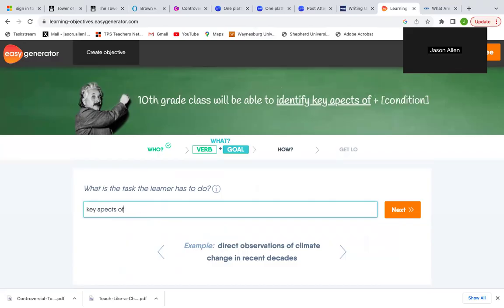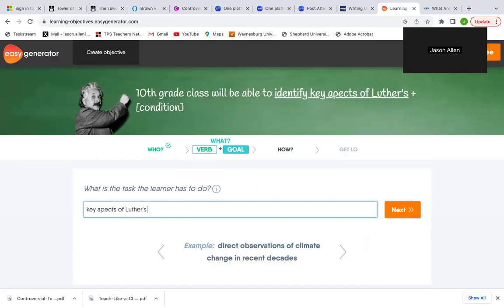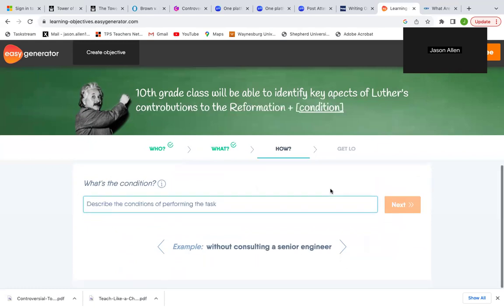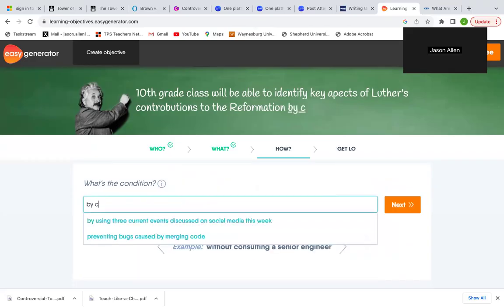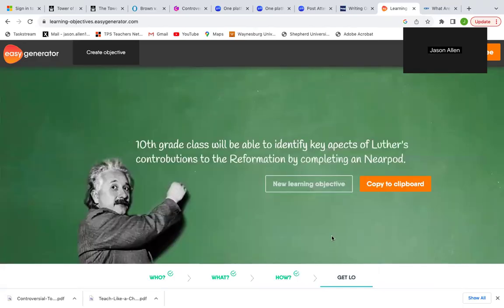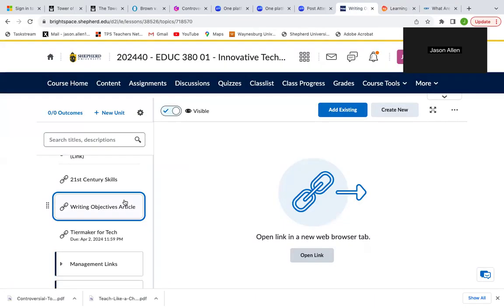How about this? Key aspects of Luther's contributions to the Reformation by completing a Nearpod. And boom, there you go. And you can copy that. That's your objective generator. That is there if you want it. You do not need to use it.